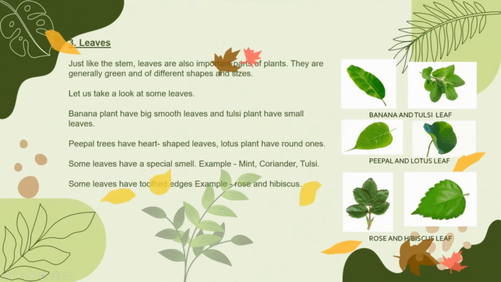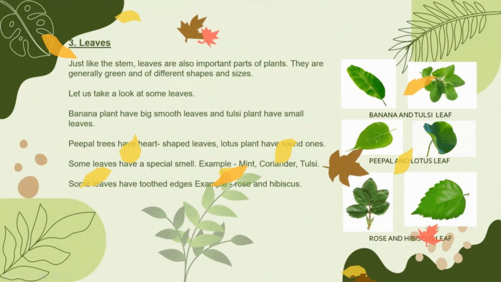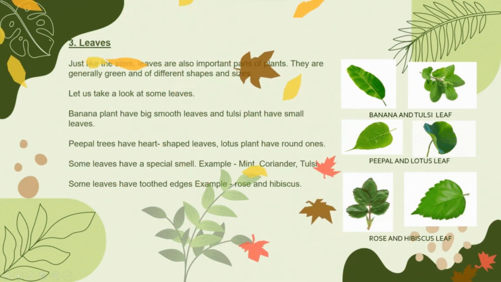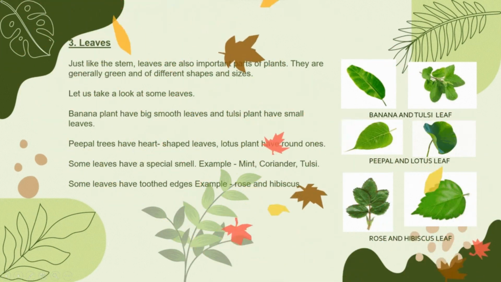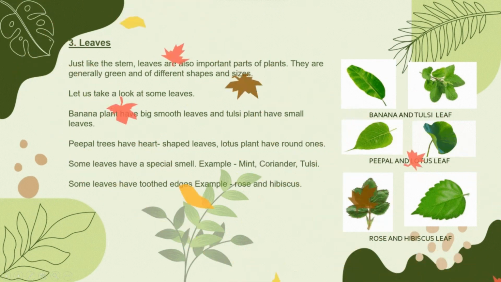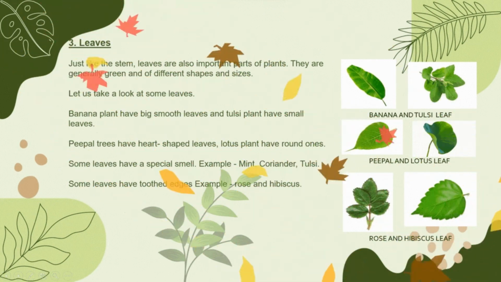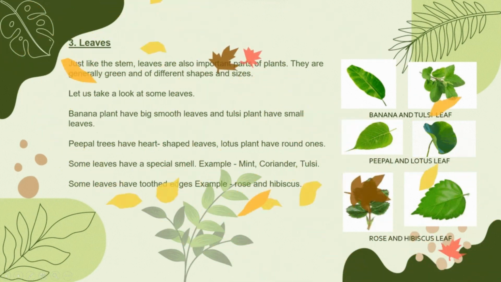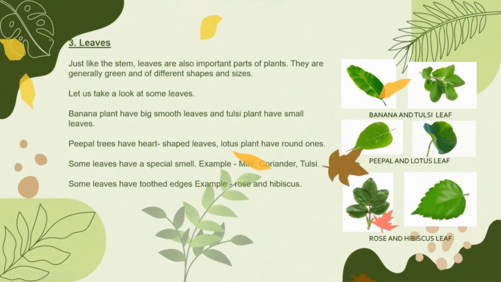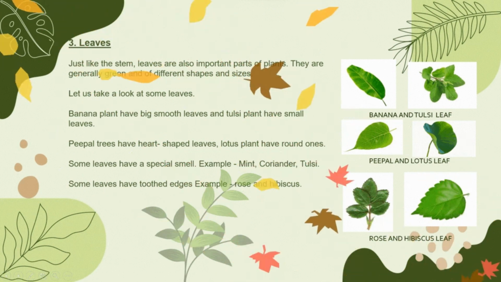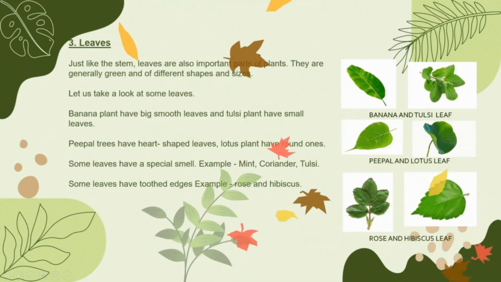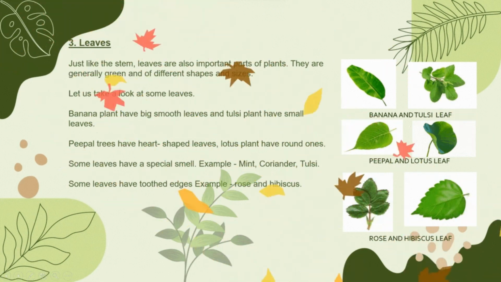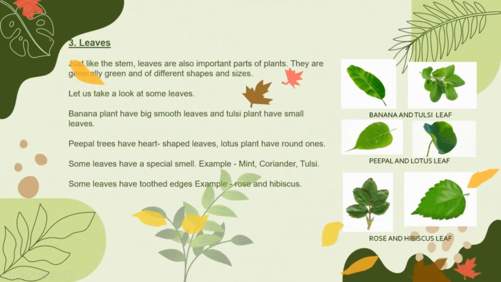Leaves. Just like the stem, leaves are also important parts of plants. They are generally green and of different shapes and sizes. Let us take a look at some leaves. Banana plants have big smooth leaves and tulsi plants have small leaves. Peepal trees have heart-shaped leaves, lotus plants have round ones. Some leaves have a special smell. Example: mint, coriander, tulsi. Some leaves have toothed edges, example: rose and hibiscus.